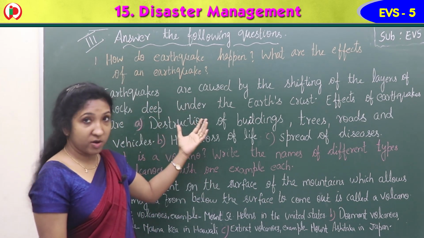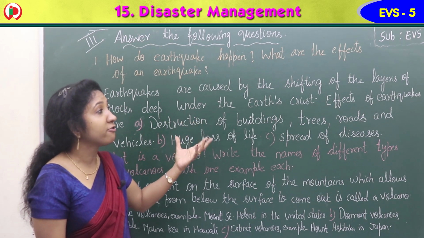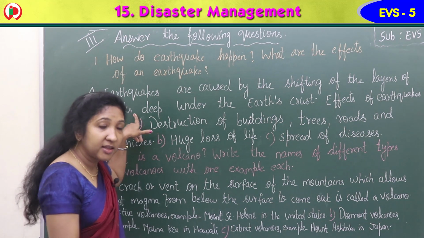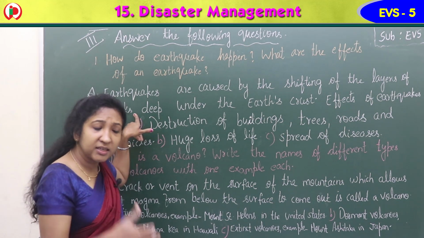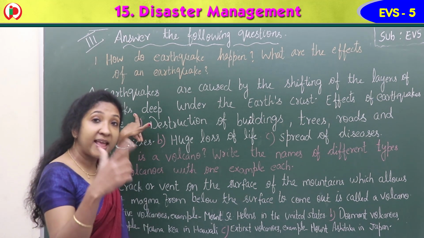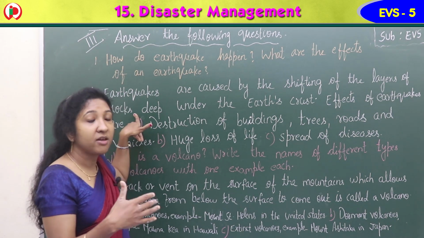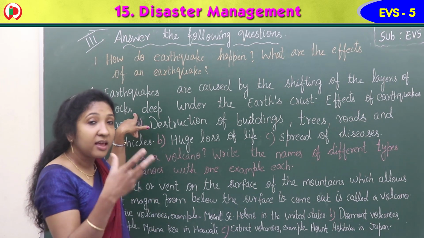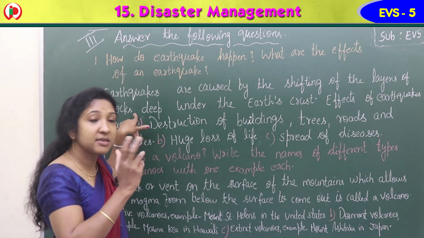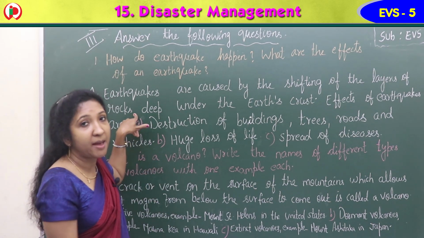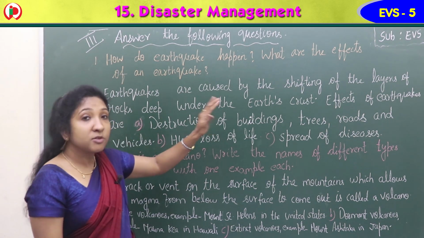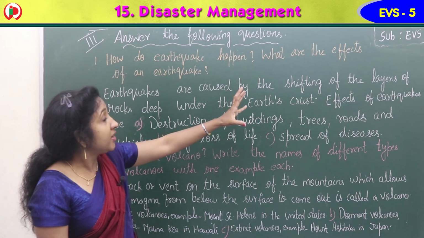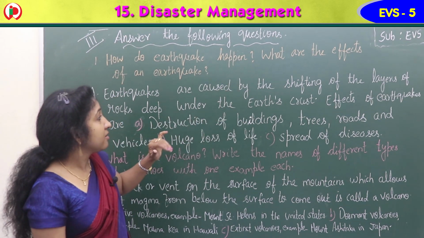Earthquakes are caused by the shifting of the layers of rocks deep under the earth's crust. Under the earth, layers of earth we have. First or outermost layer is earth crust, we say. There some shifting of layers happens, sudden movement happens. So it is actually earthquake. Then what are the effects of an earthquake?